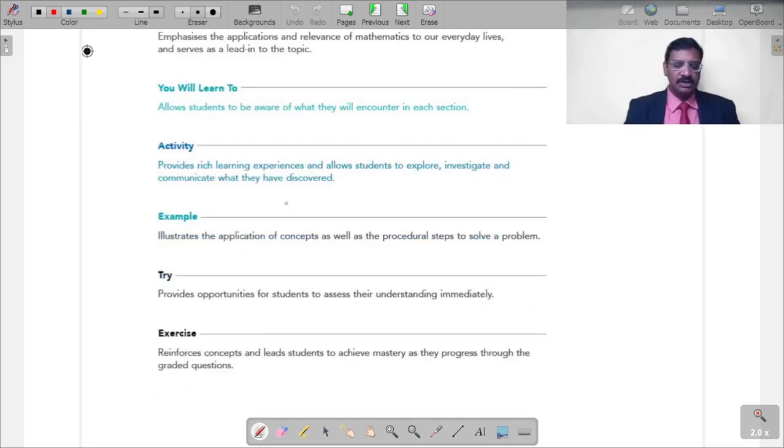And then lastly, that is Try. The Try section provides an opportunity for students to assess their understanding immediately. It will be placed right after the examples, and you have to use it to test your knowledge of whatever you have learned in the example section.